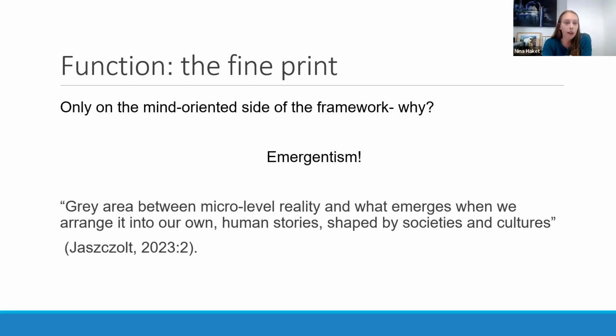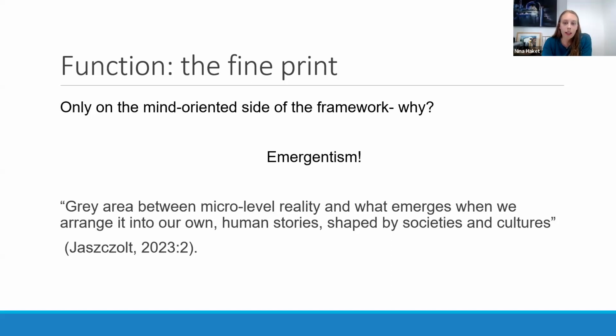Before I move on to the last one, I want to put in some fine print here. The third layer, as you saw when I characterized the framework, is only on one side. It's only on the mind-oriented side. But why? Why is this asymmetry justified? I think there's a good reason that this functionalist third layer is only on the mind-oriented side, and I'm appealing to emergentism in order to motivate this.